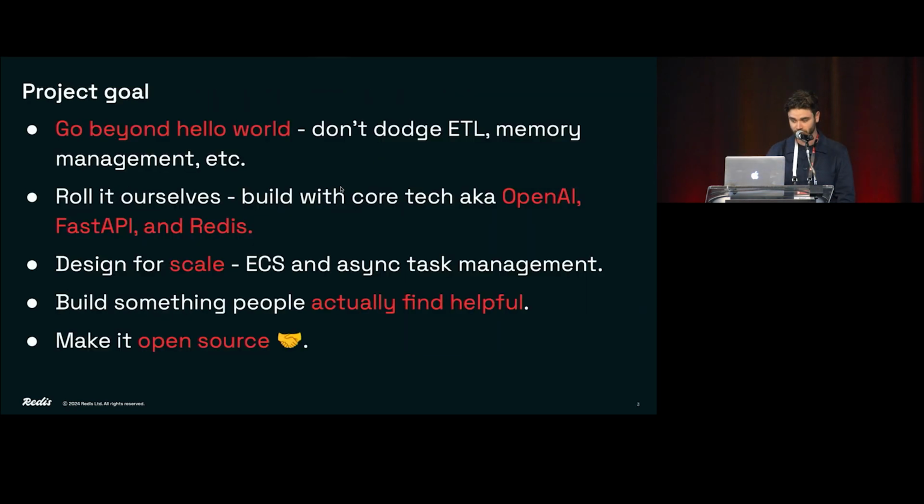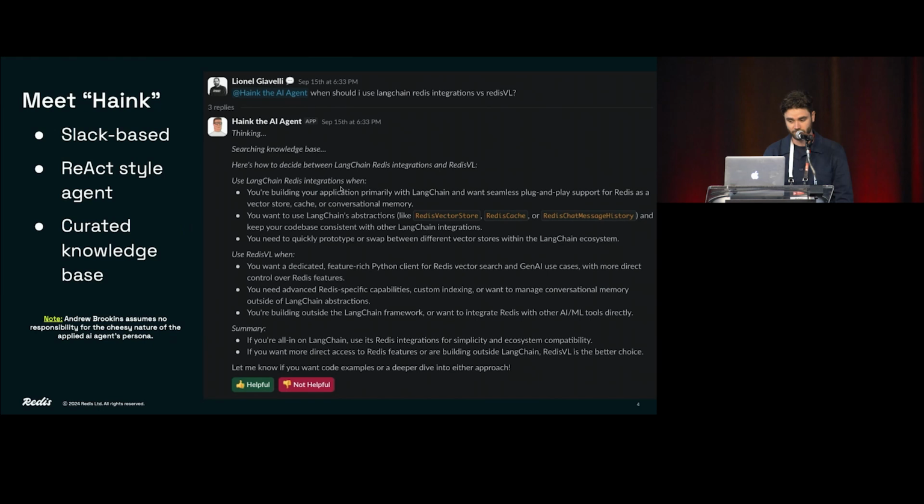You're kind of churning things out. So the goal with this project was to go beyond Hello World and not dodge ETL and memory management. We wanted to roll it ourselves because a lot of these different frameworks can become black boxes, and when you go to deploy these things, it gets really confusing. So we wanted to design for scale with that in mind, build something people actually find helpful, and make it open source. This is where we built Hank, thus memory and memory accessories, which is a Slack-based ReAct-style agent for a curated knowledge base.